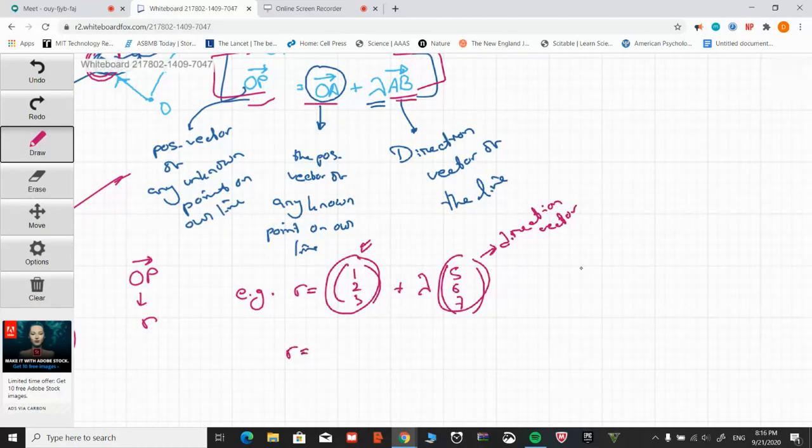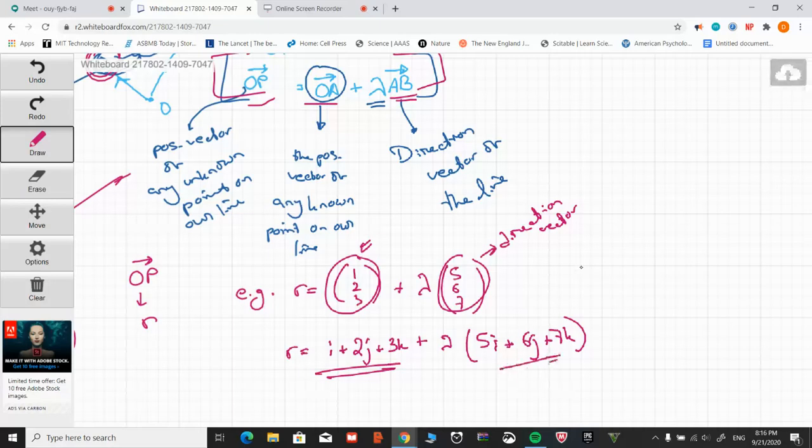আবার এটা ij ফর্মেও হইতে পারে, 2i plus 2j plus k plus lambda times bracket দিয়ে 5i plus 6j plus 7k. This is another example of a vector equation of our line. Again, this vector is a position vector of a known point. This vector is a direction vector. ল্যামডার সাথে বা কনস্ট্যান্টের সাথে যেটাই থাকে, that is always the direction vector.